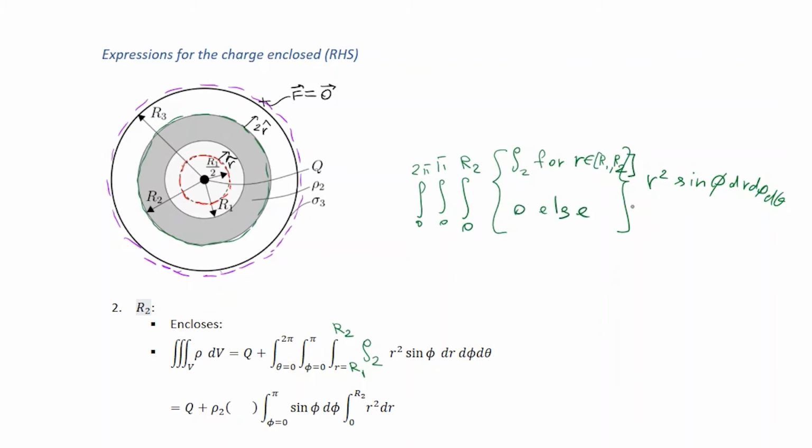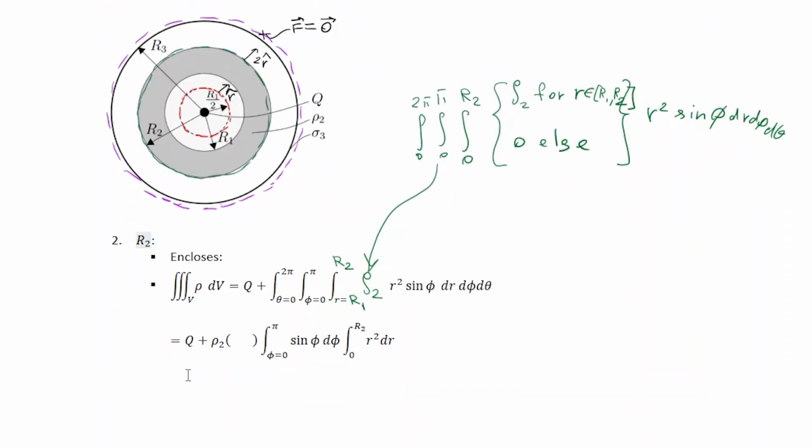But then this is sort of complicated. This actually immediately reduces to this. Because you have this bound is the same, but this bound takes into account the fact that the charge density is 0 between r equals 0 to r equals r1.